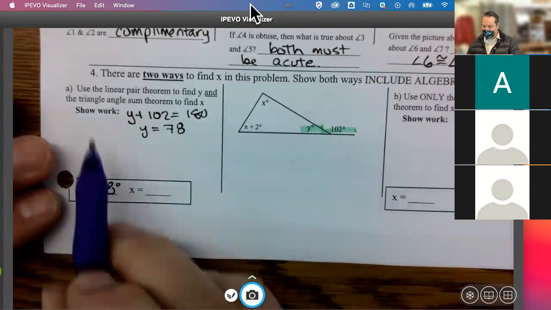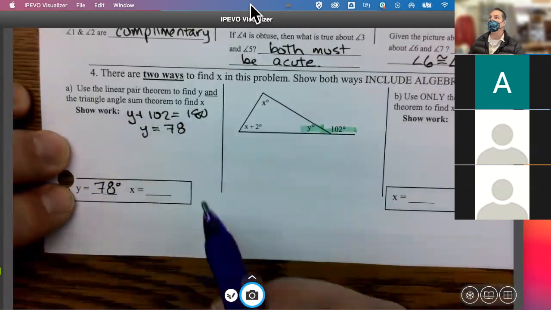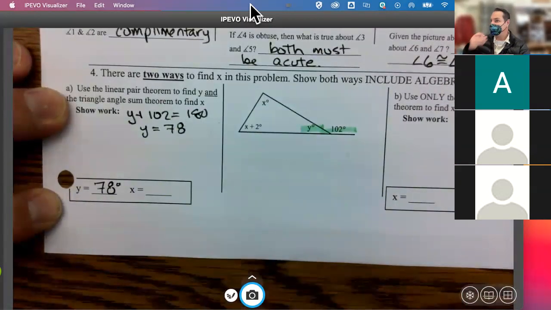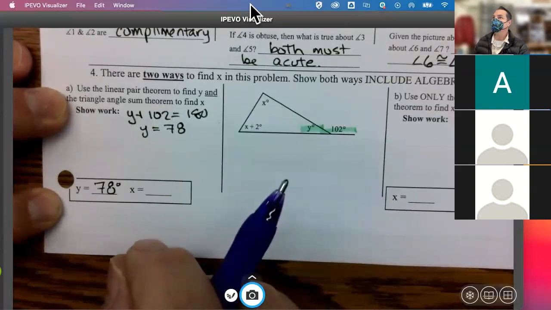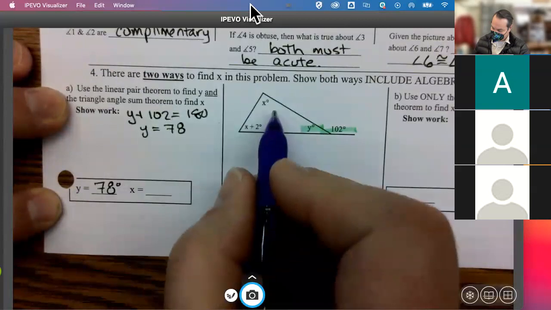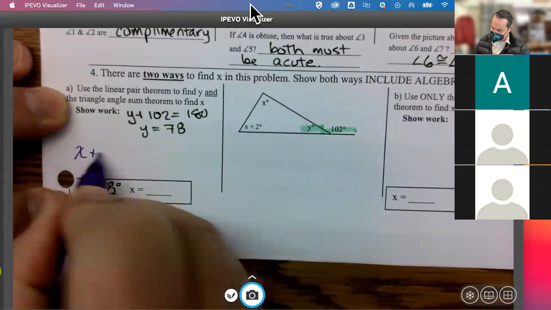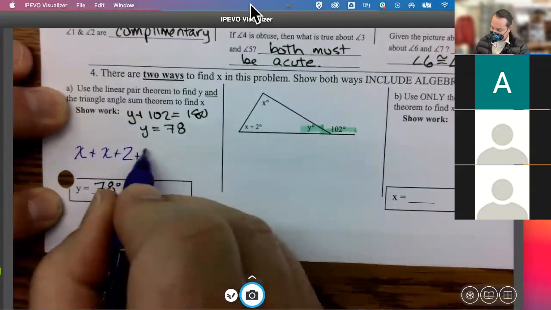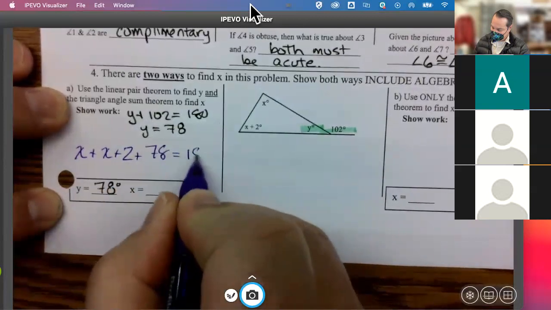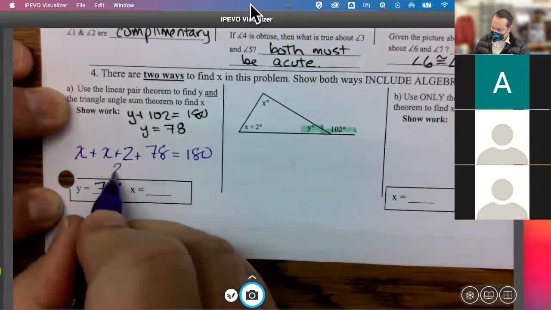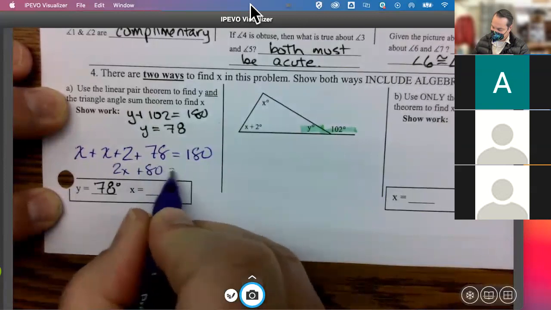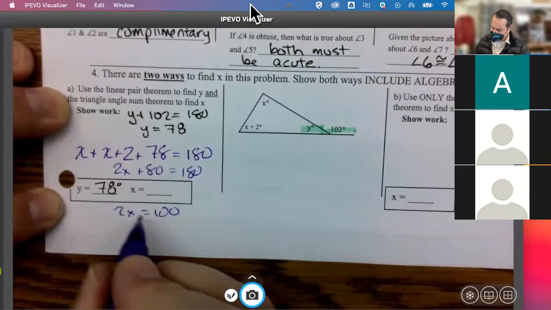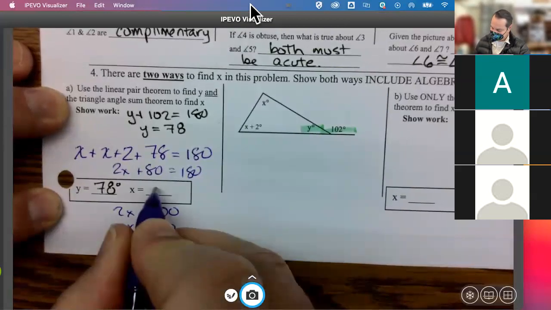Then the second part says, then use the triangle angle sum to find x. So what would be asked of you there? Triangle angle sum would be where we say x plus 2x, and now we found out that y is 78, altogether equals 180. So 2x plus 80 equals 180. So 2x equals 100. That means x is equal to 50.